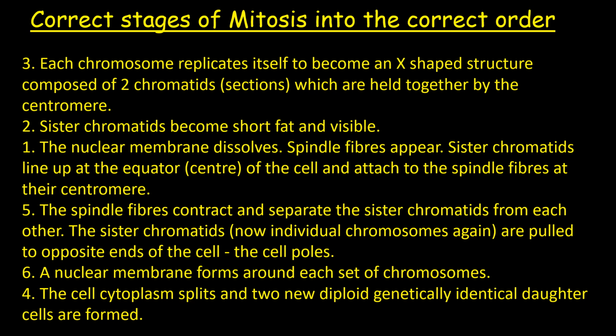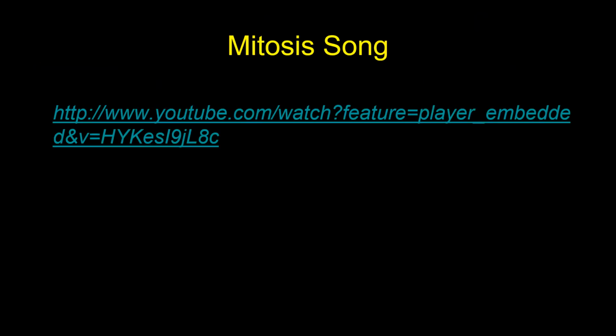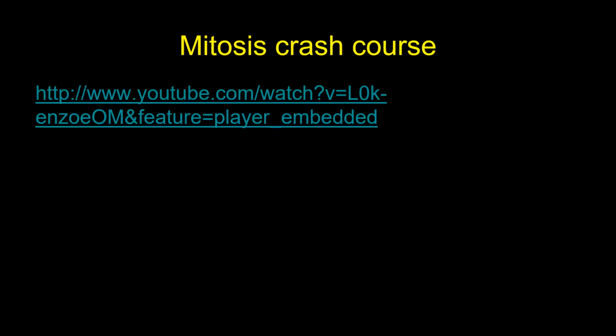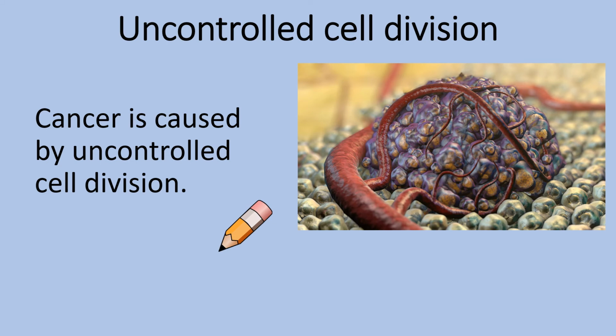If you didn't, you might want to go back and watch the start of the video again. You should watch the mitosis song by pausing the video and going to the link, or by going back at the end. You should also do the same with the mitosis crash course by pausing it and watching the link, or going back to the link at the end. This will just make sure that you know and understand everything. We mentioned earlier that a disease caused by the uncontrolled cell division is cancer, and you need to take a note of that. So uncontrolled cell division causes cancer.